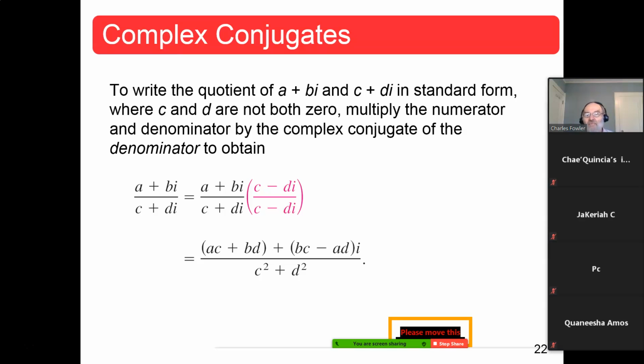So, to write the quotient, now we're going into, let me make sure I'm not skipping steps here. I think they are.